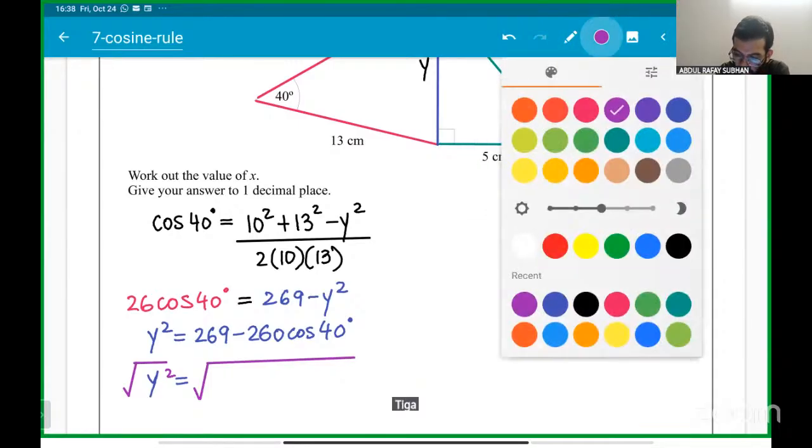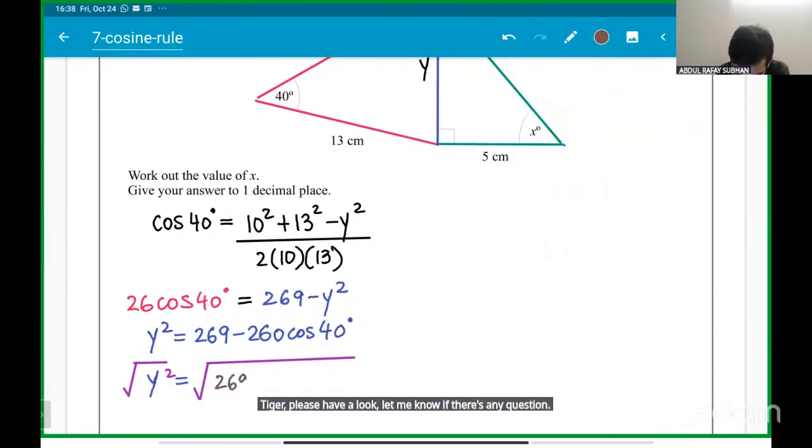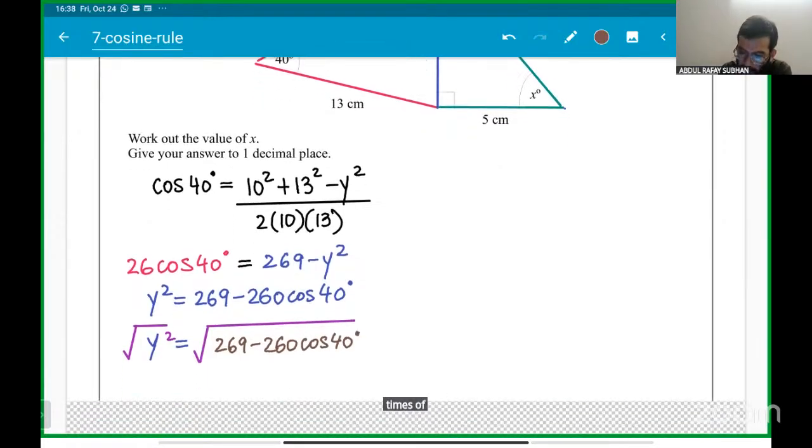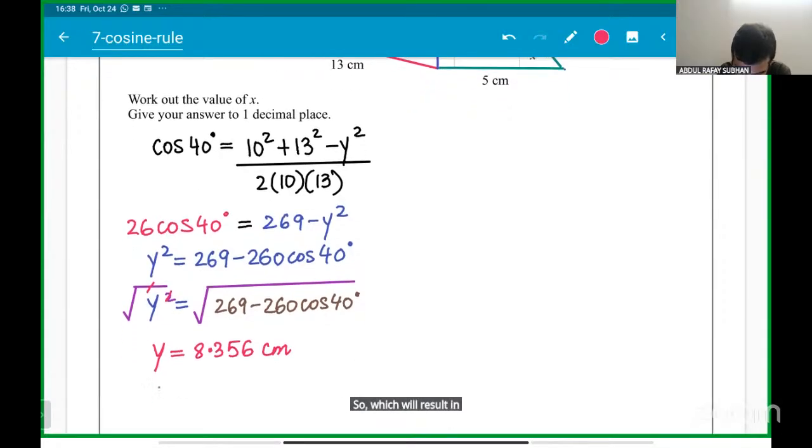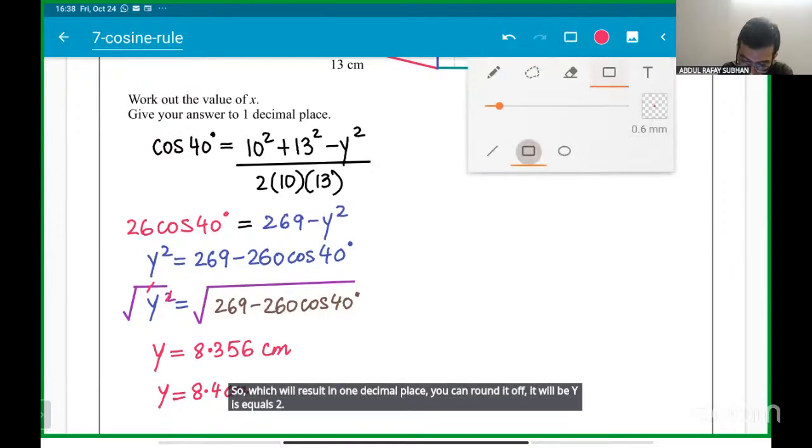Okay, please have a look. Let me know if there's any question. 269 minus 260 times cos 40 degrees. That will be y is equal to the square root of 269 minus 260 cos 40 degrees. That will be basically 8.356, I am getting. You can round it off to one decimal place. It will be y is equal to 8.4 centimeters.